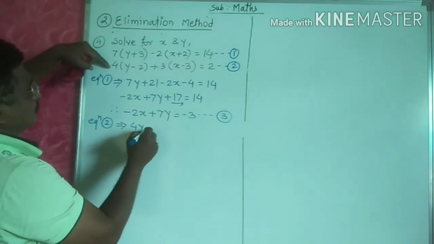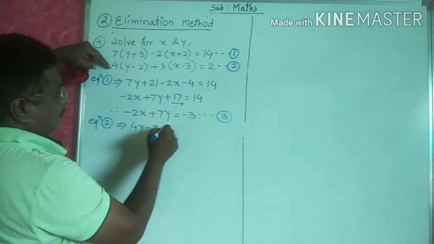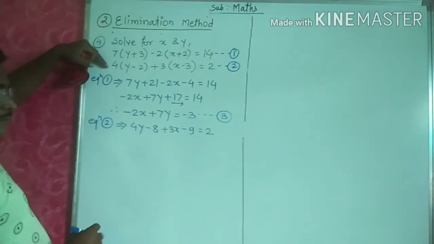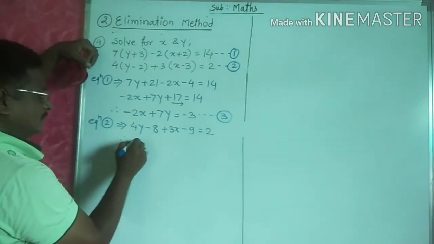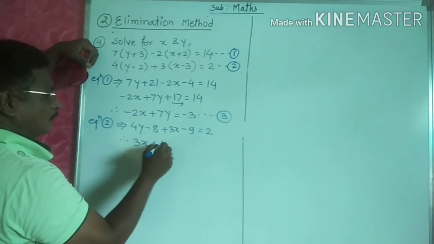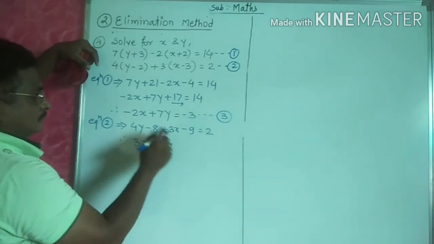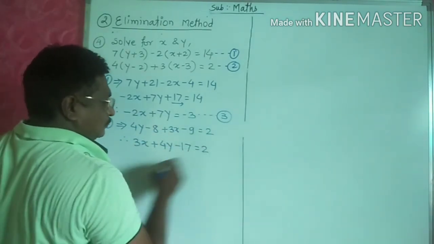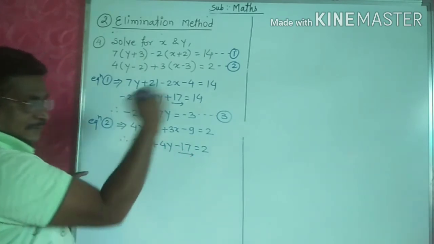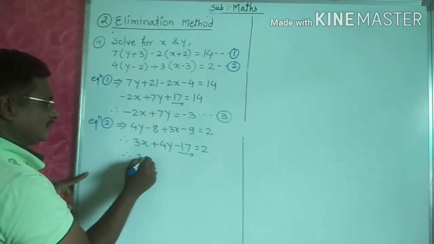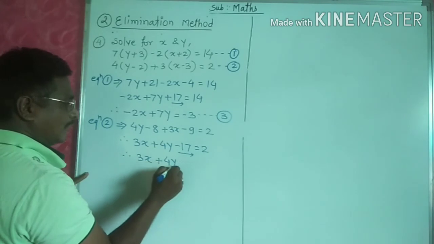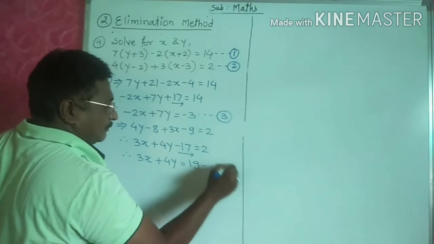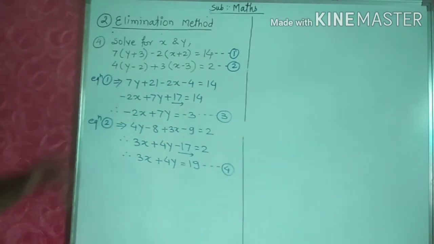So what? 4y minus 8 plus 3x minus 9 equals 2. So what will we get? 3x plus 4y minus 8 minus 9, minus 17 equals 2. Transfer this minus 17 to that side. So what will we get? 3x plus 4y equals 19. Equation number 4. Got two equations.